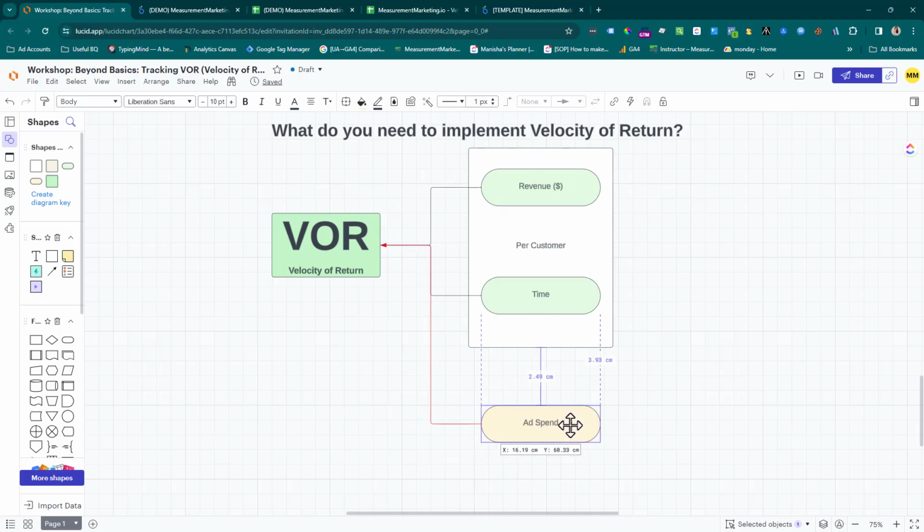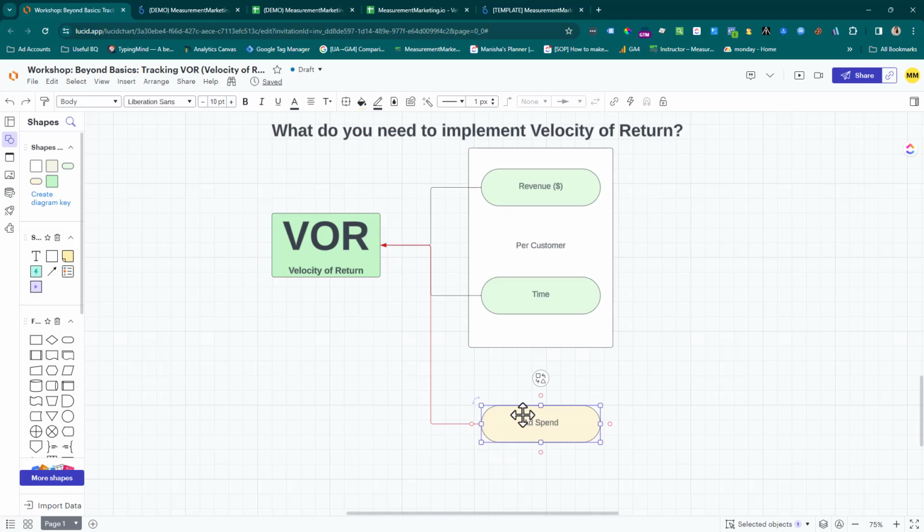Ad spend. Your marketing team is definitely going to need it when they're looking at your velocity return dashboard and answering the question: how fast, or how many days, until I make my money back? So if I spend X, that's how many days. When they're answering that question, they need to know ad spend, right? So that's the marketing team's job. But these are the kind of things we want to lay out.